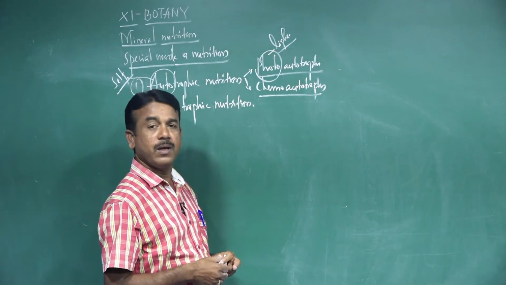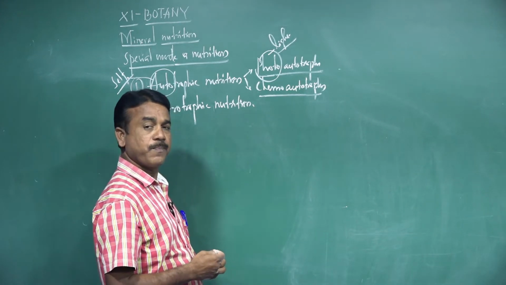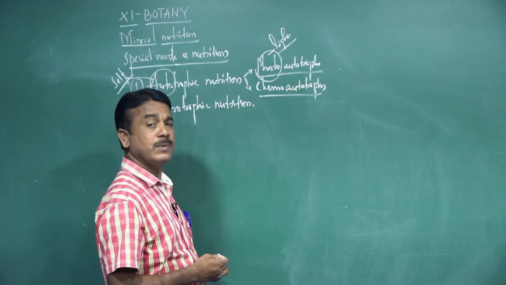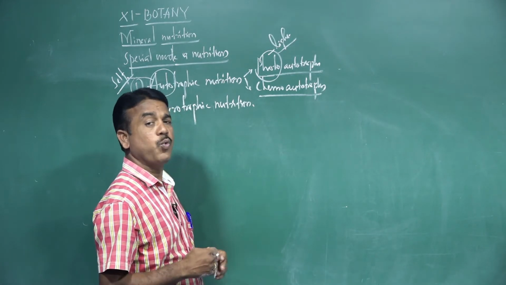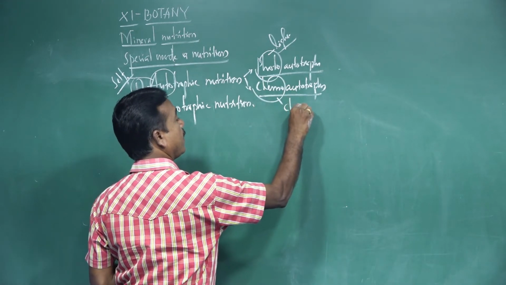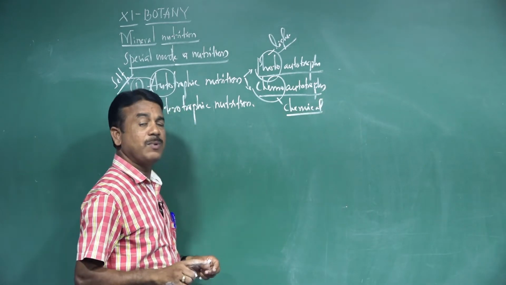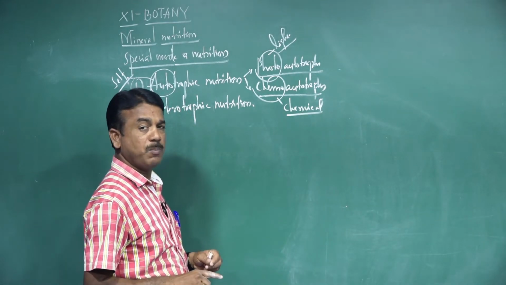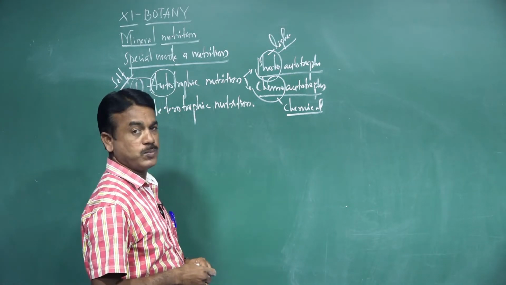Second, chemoautotrophs. Some organisms prepare food materials in the presence of chemicals. Chemo means chemical. So in the presence of chemicals, some organisms prepare food by themselves. That is called chemoautotrophs.